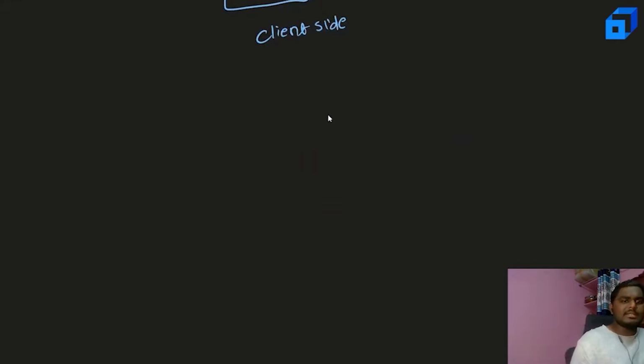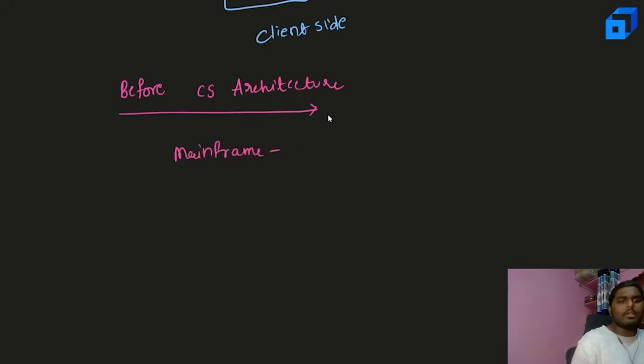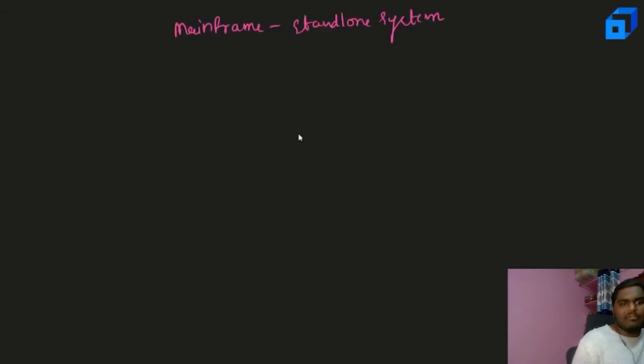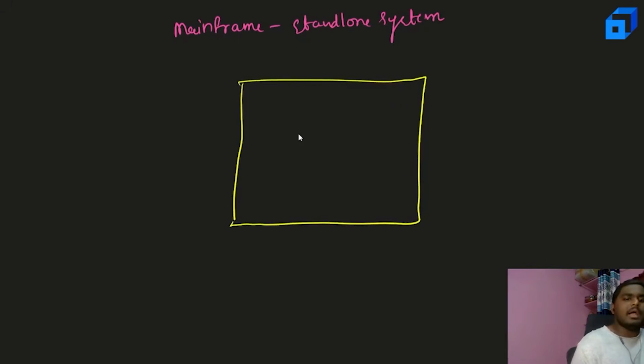First we'll discuss what was there before client server architecture. Before client server architecture, we used to have mainframe computers. We can call them standalone systems. What does it mean? Let's say you have one computer and you have created some database by using any SQL database on your local machine.